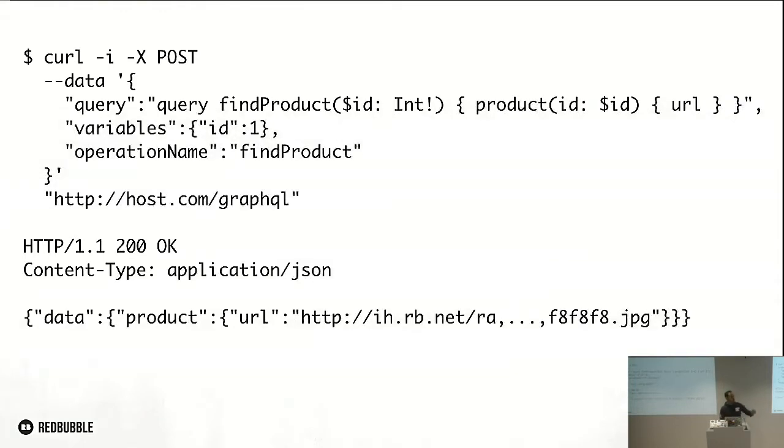So here's our query. It's the one we saw earlier. We've passed some variables. We've also passed an operation name. You can embed multiple queries in your payload, and then you can differentiate between which one you actually want to execute by putting that name in there. I don't know when you'd use that. We haven't used that, but it's something you can do. And then you'll get back a 200 and you'll get a JSON payload in response.